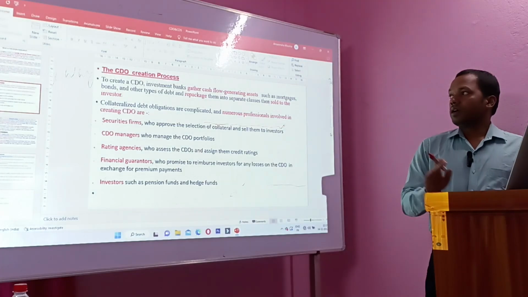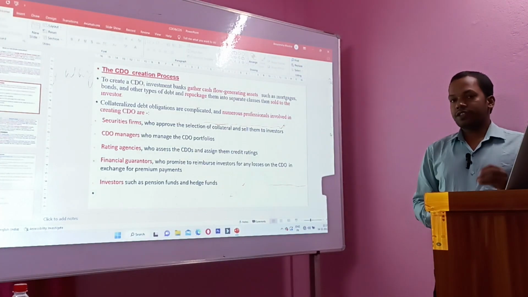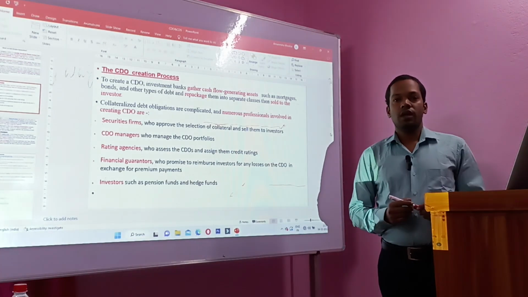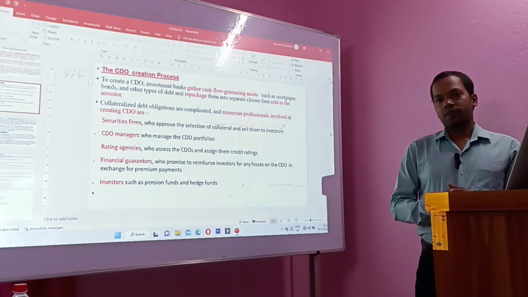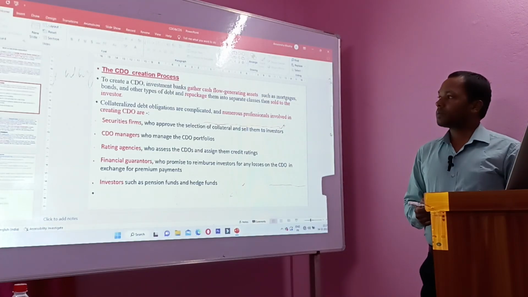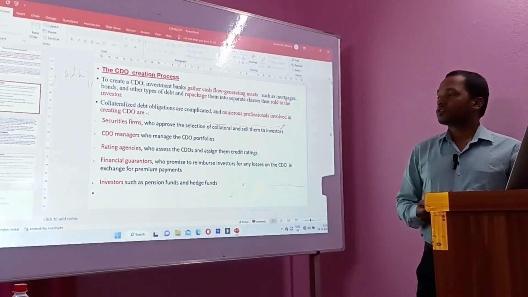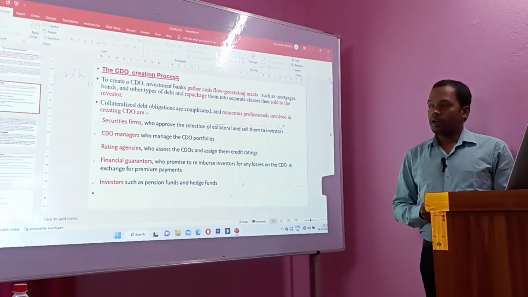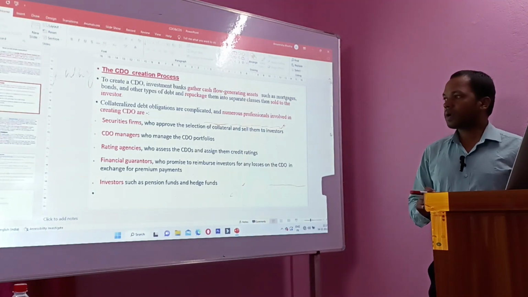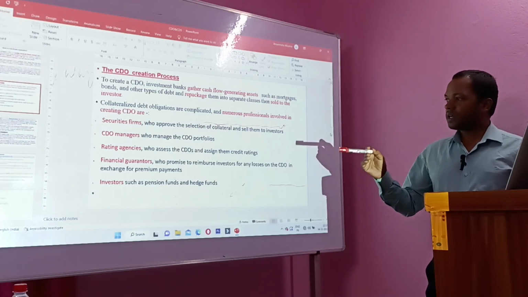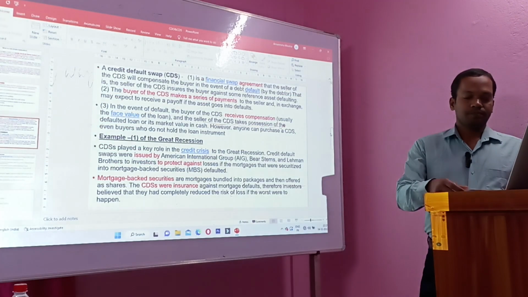The creation process of the CDO: first, the commercial bank collects the mortgages against the loans and makes them a bundle, then sells it to the investment bank, and the investment bank repackages it, processes it, and then sells it to the investors. The professionals involved in the creation of a CDO are securities firms, CDO managers, rating agencies, financial guarantors, and investors. So this is the CDO.